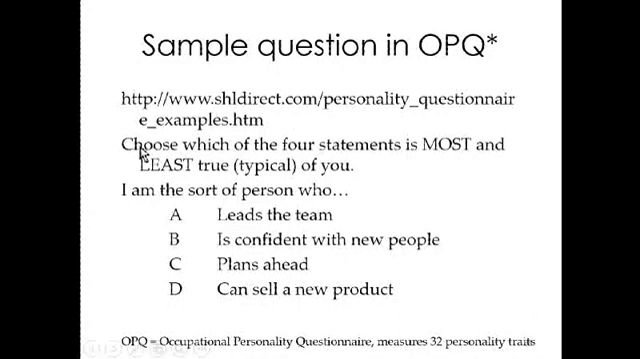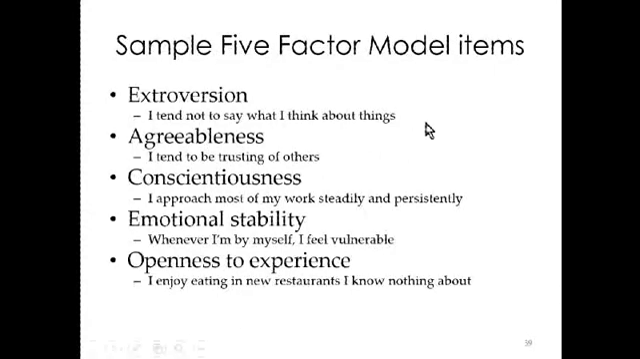So a question, class, might look something like this. Choose which of the four statements is most and least true of you. I am the sort of person who leads the team, is confident with new people, plans ahead, can sell a product, etc. So this is a kind of extroversion related item. Next, we have standard Big Five measures, class, like the NEO. There are also Big Five type measures that are more specific to various industries, more specific to various contexts, that have been developed by various test developers.